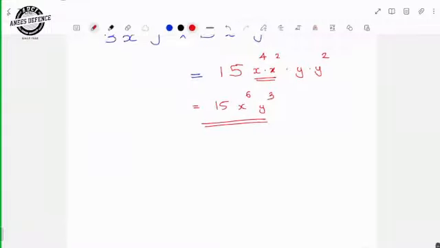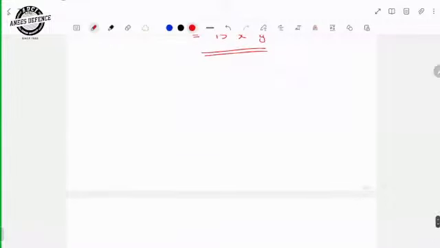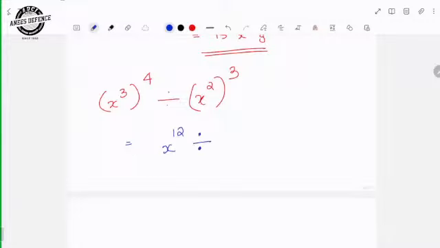Another example. x raised to 3, the whole raised to 4, divided by x raised to 2, the whole raised to 3. Here x raised to 3, the whole raised to 4, can be written as x raised to 3 into 4, which is 12, divided by x raised to 2 into 3, which is 6. Now, division: a raised to m by a raised to n. Here you will get x raised to 12 minus 6, which will become x raised to 6.